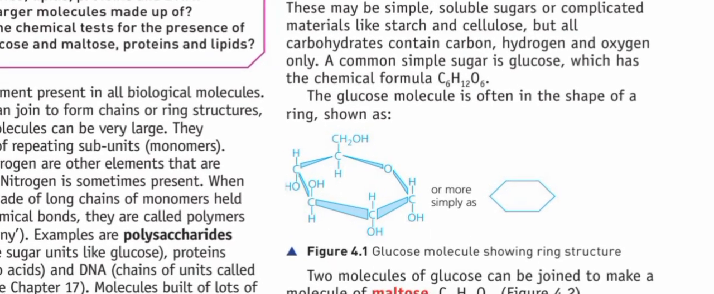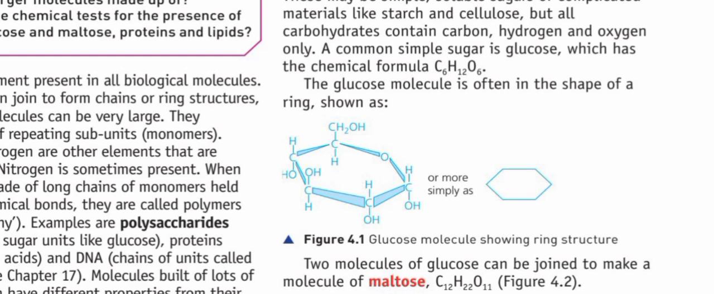Firstly, we will discuss glucose. Glucose is a simple sugar. One of the most important carbohydrates is glucose. The chemical formula of glucose is C6H12O6. This means that a glucose molecule contains 6 carbon atoms, 12 hydrogen atoms and 6 oxygen atoms. Glucose is very important because it is the main energy source for the cell. When the cell needs energy, glucose is broken down during respiration.